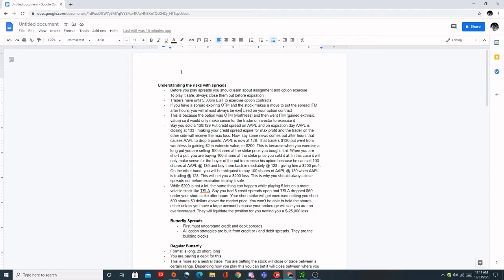This is why you should always close spreads out before expiration to play it safe. So to summarize this, again, it's really important to understand option exercise and what happens when options expire worthless.